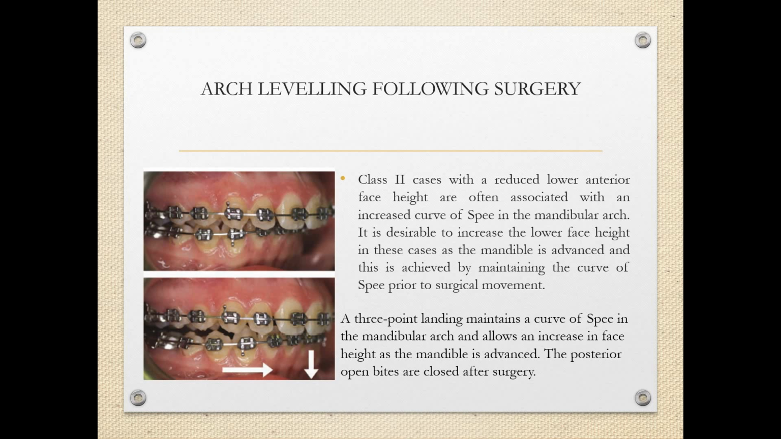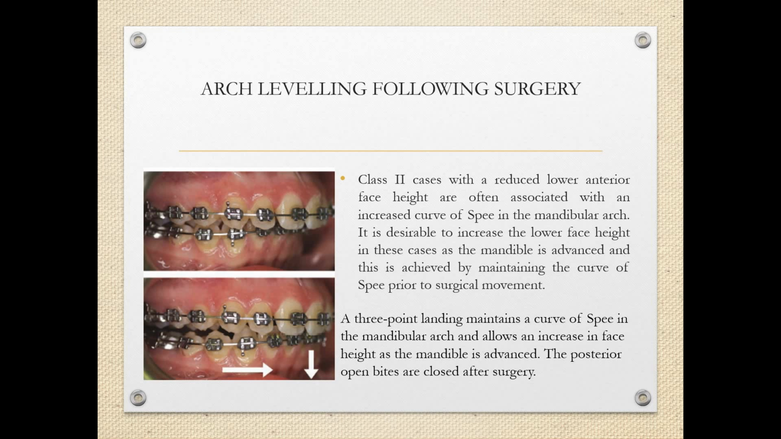Class 2 cases with reduced lower anterior face height are often associated with an increased curve of Spee in the mandibular arch. It is desirable to increase the lower face height in these cases as the mandible is advanced, and this is achieved by maintaining the curve of Spee prior to surgical movement.